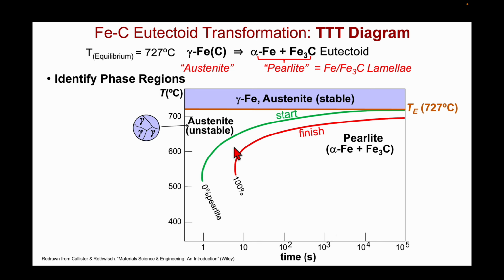Between the start and finish curves, we have austenite plus pearlite. Given pearlite is actually two phases, then this is actually a region of three-phase coexistence. These diagrams often contain another C curve between the start and finish curves, corresponding to the time where the transformation is 50% complete. It's basically midway between the two.